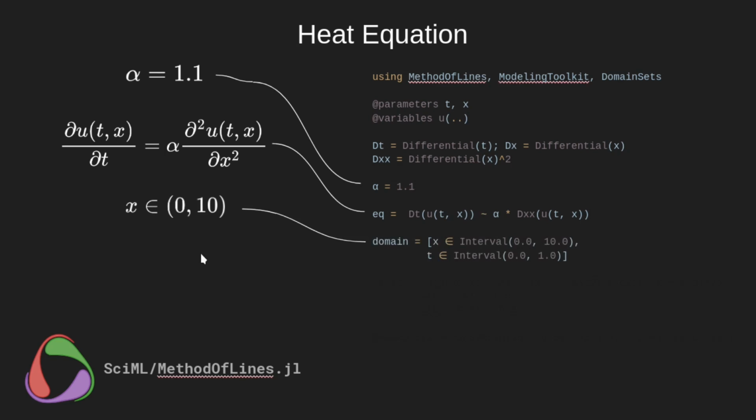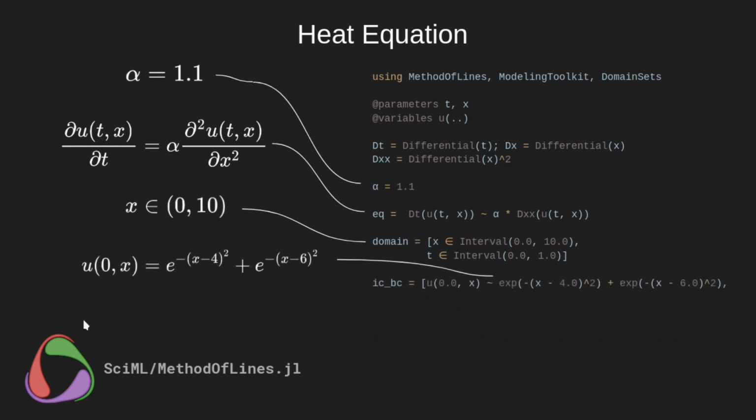Next, we need to define the length of the rod. Here we've set it to 10 units long. And then we need to define the length of time over which the simulation is to run. Here we've done this using the interval object from domain sets. The length of time is 1 unit long.